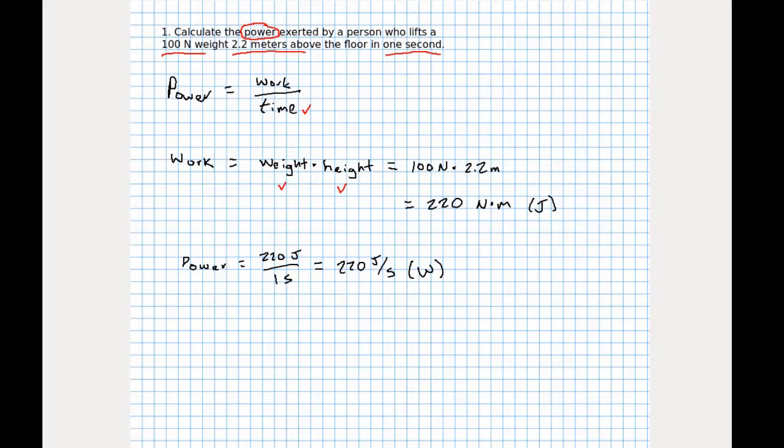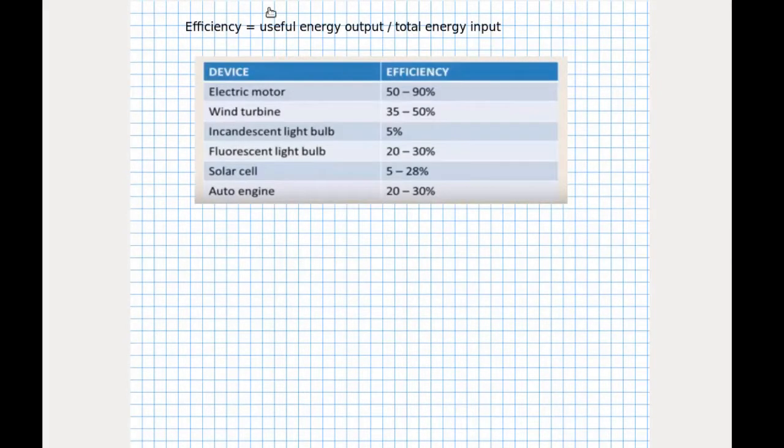Okay, so now I want to talk a little bit about efficiency and exactly what that means and how we can use it to understand some things about energy conversions. So efficiency is defined as the amount of useful energy output divided by the total energy input. So writing that out more colloquially, you might say that's the same as the output divided by the input.